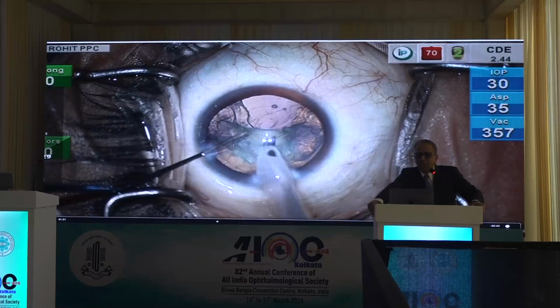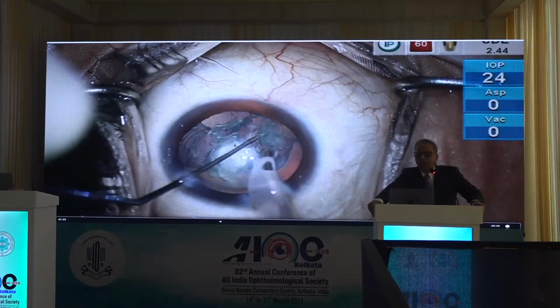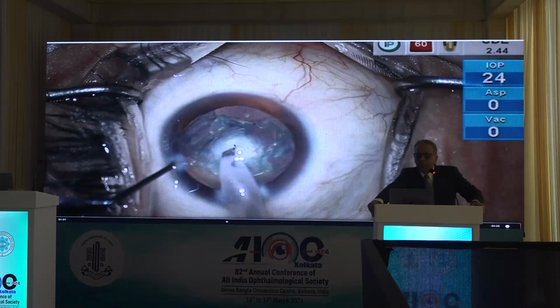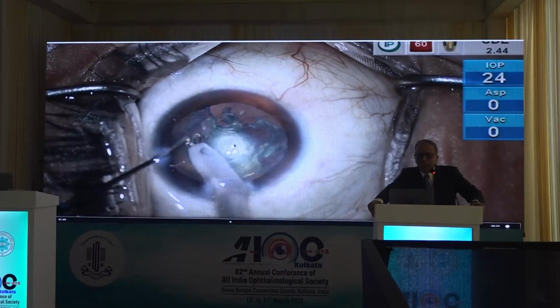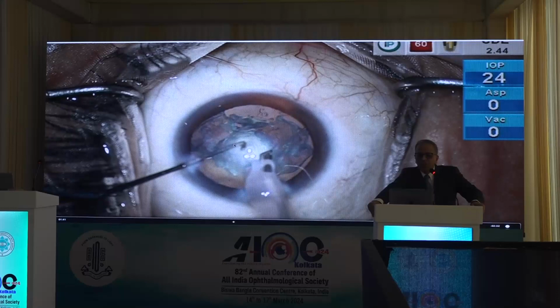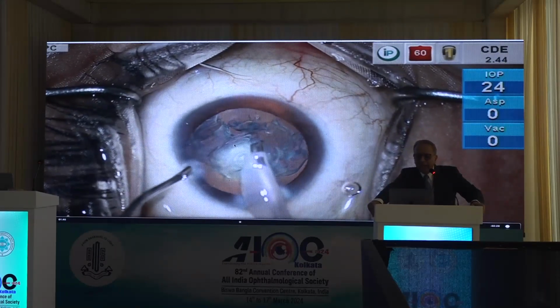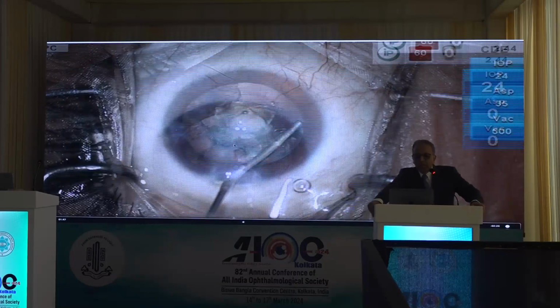I can see the posterior capsule has given way, and it is a very tricky situation. IOP has been further reduced by me to 24. I'm going around in a slow motion manner. Stable chamber settings are being applied. And now what is the next thing which I'm going to do?